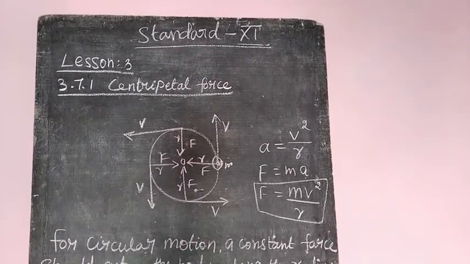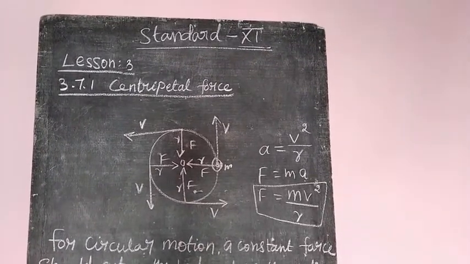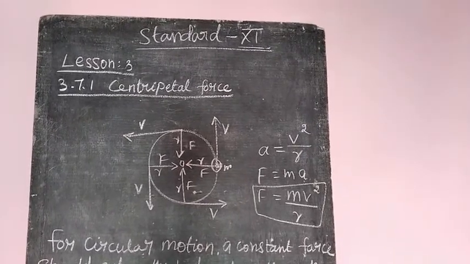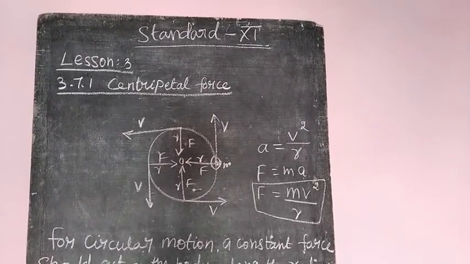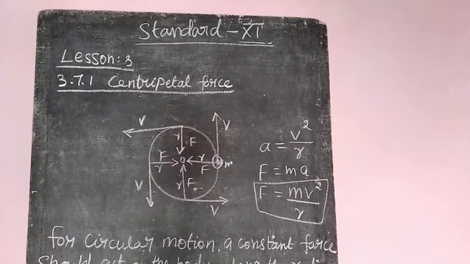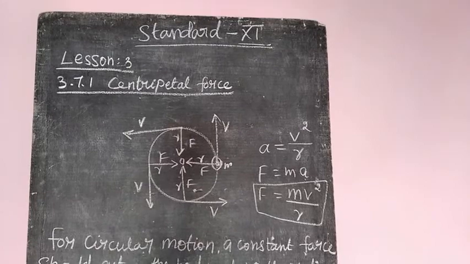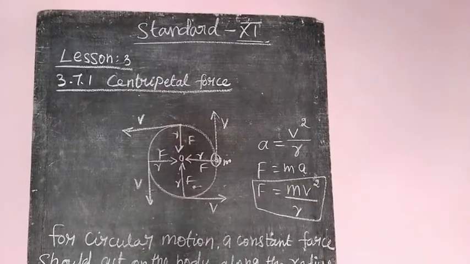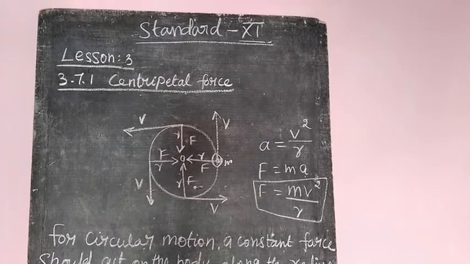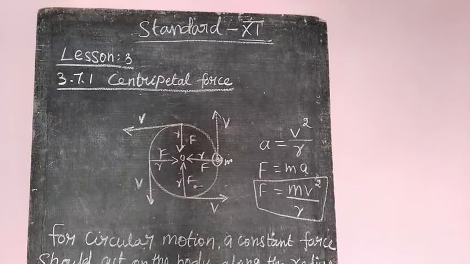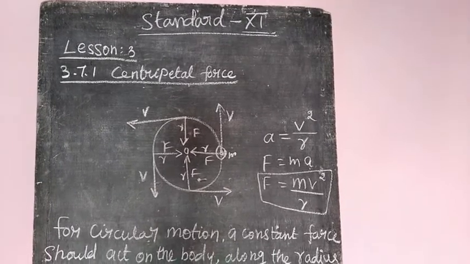For example, take a small piece of thread and tie a stone to one end of the thread. The mass of the stone is m. Rotate the stone, revolving in a circular path. The radius of the circular path is r. The velocity of the stone is v.